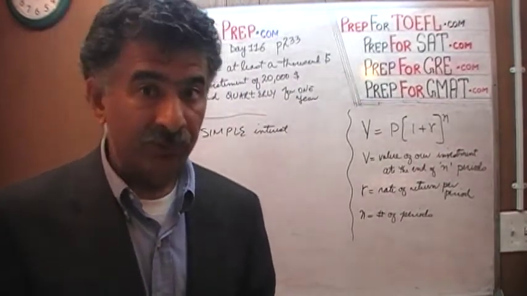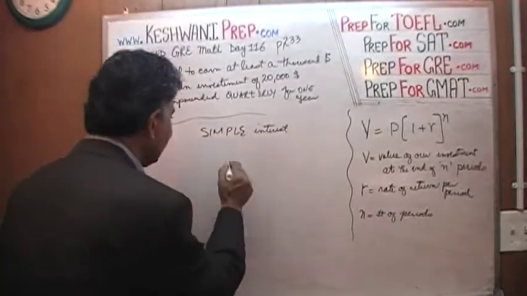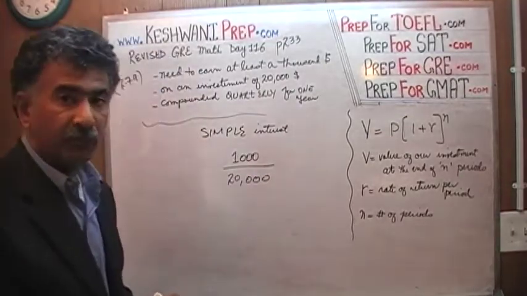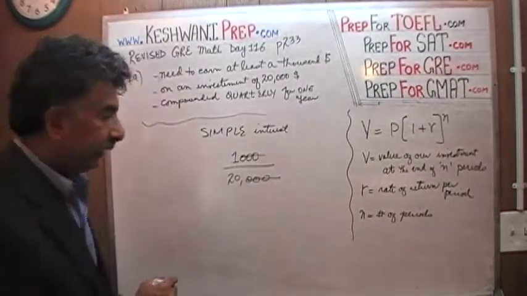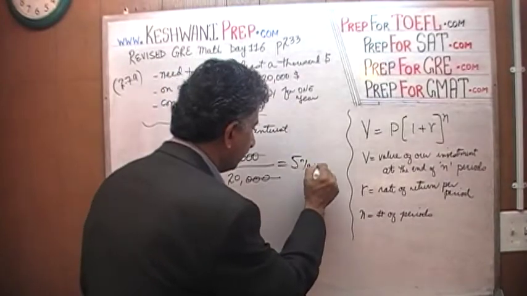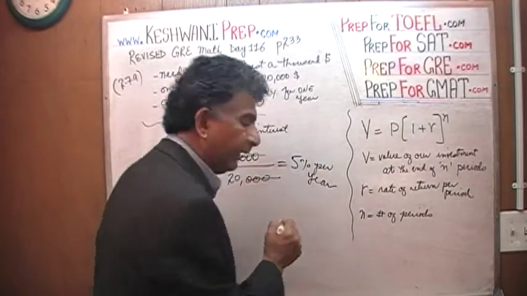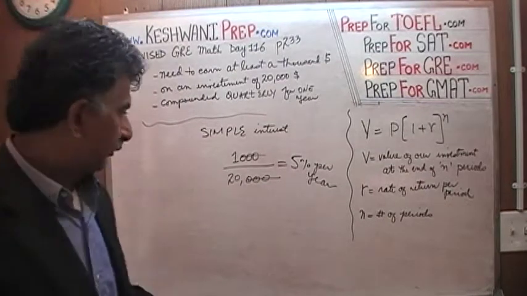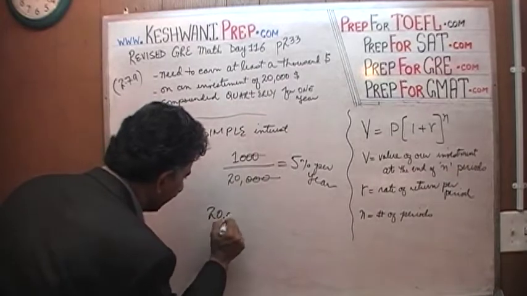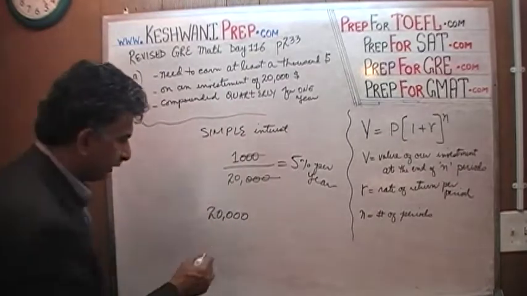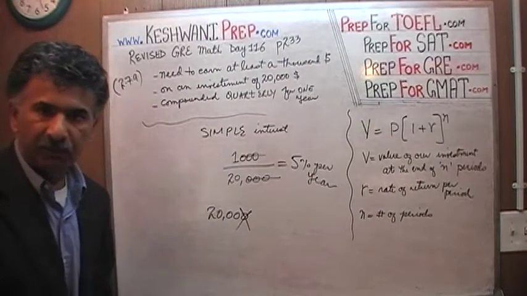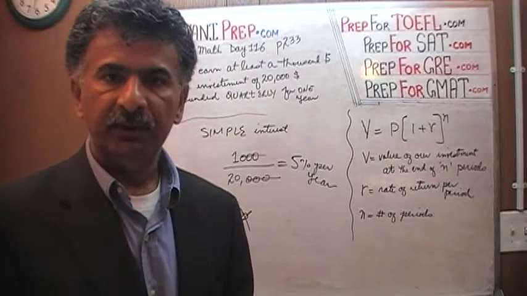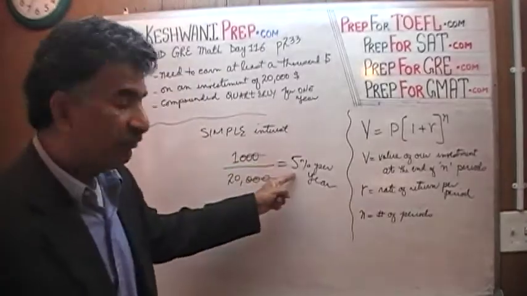If you're earning simple interest and you want to earn $1,000 on an investment of $20,000, that's very straightforward. It's just 1 over 20, which is 5% per year. If the bank pays you 5% interest on an investment of $20,000, you will have your $1,000. Because 10% of $20,000 would have been $2,000. If 10% is $2,000, then 5% must be $1,000. So simple interest is 5%.